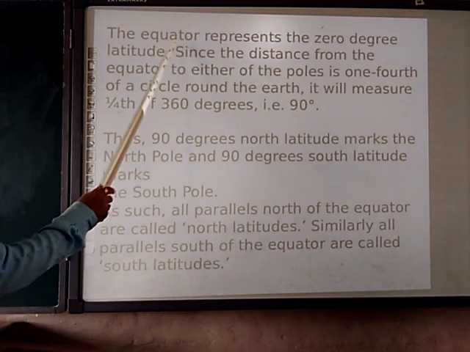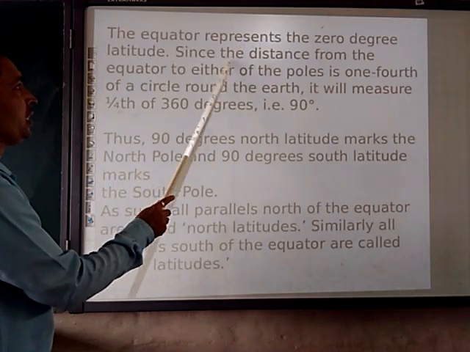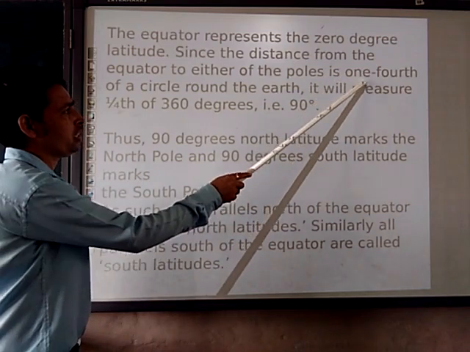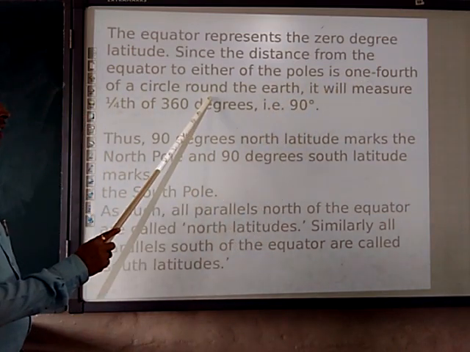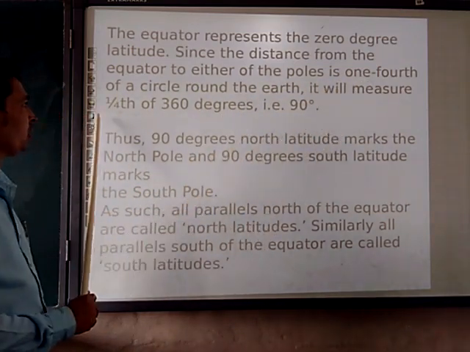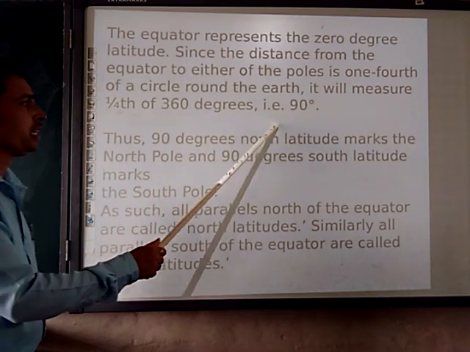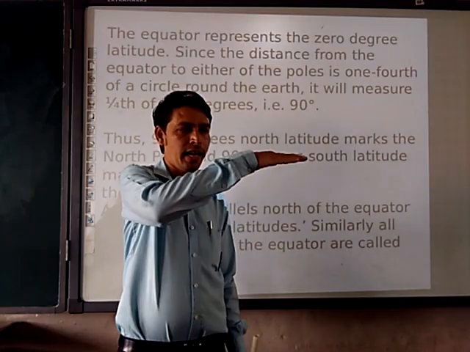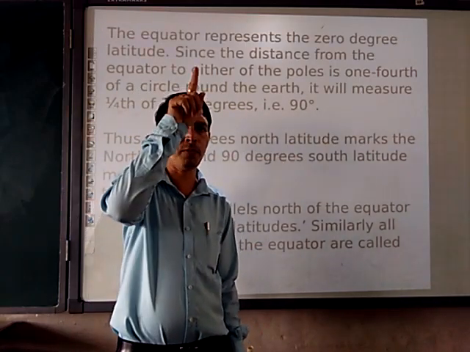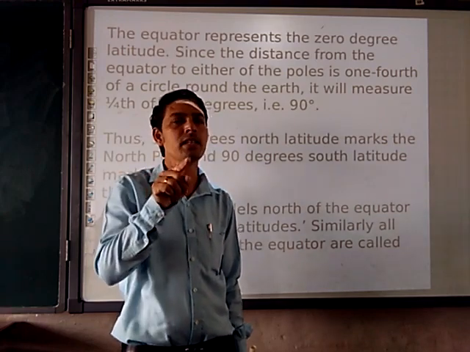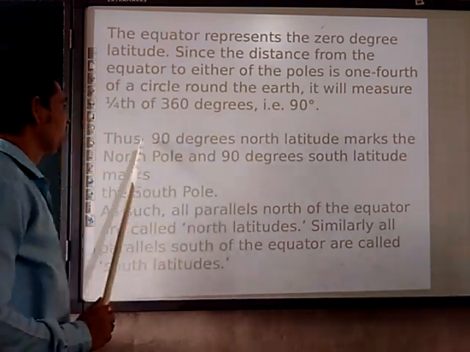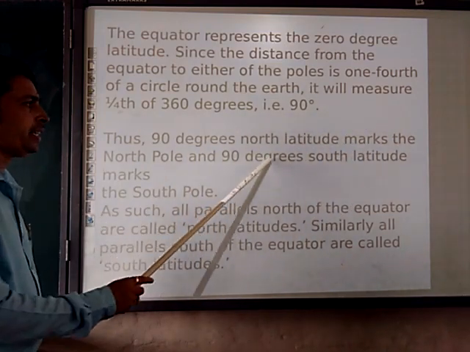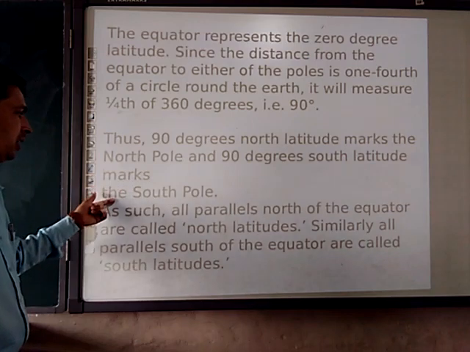Next, the equator represents 0 degrees, since the distance from the equator to either of the poles is 1/4 of the circle. On the Earth, it will measure 1/4 of 360 degrees, that is 90, which I was speaking to you about. Just the circle was there and the equator is there, and from north, coming to the center, we are having the 90 degree part. Thus the 90 degree north latitude marks the North Pole and the 90 degree south latitude marks the South Pole.